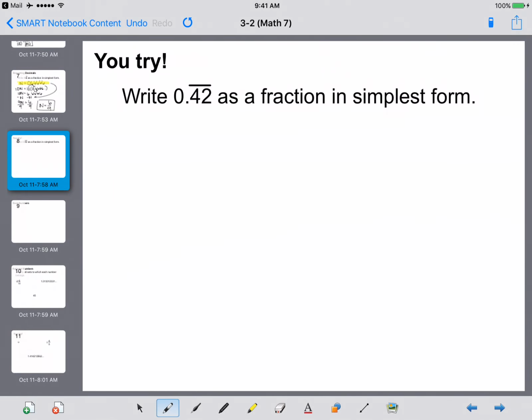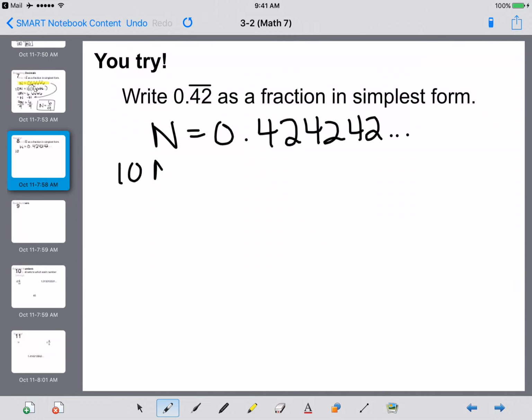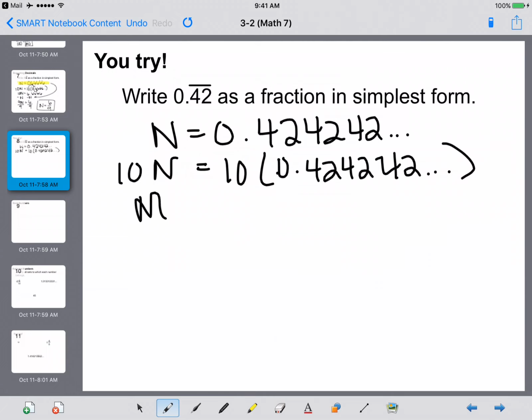So we've got another one to try here, and this is 0.42 repeating as a fraction in simplest form. So we're starting off just giving that a variable that represents it. So 42, 42, 42, going on forever. I'm going to multiply 10 to each side, because of our multiplication property of equality. Simplifying it, I'm still going to have 10n equals 4.242.